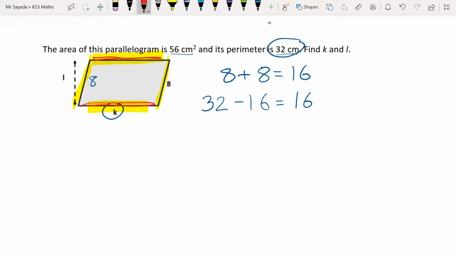So what must each of those two sides be then? Say your answer to the video now. Each of those two sides should be 16 over 2, which is 8. So K is 8.